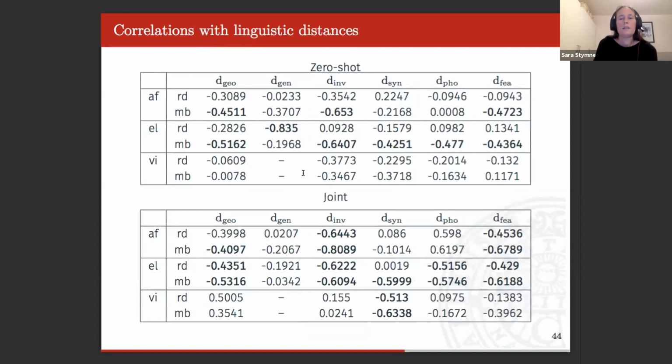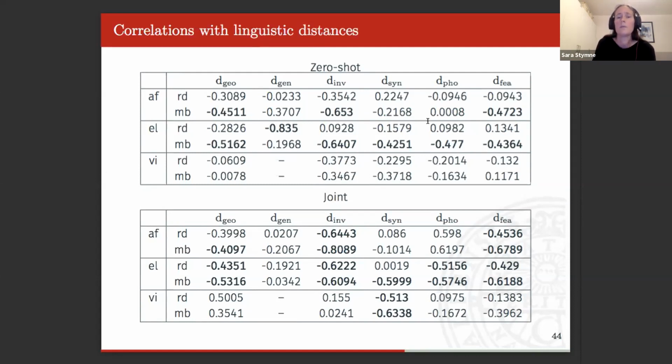So looking into the correlations, these are the correlations with the same features again in the zero-shot setting and in the joint setting. The zero-shot results were so poor though, so they should really be taken with a pinch of salt, because it's comparing super bad parsers. But still, there are some correlations here. I should also say that the bold numbers are correlations that are stronger than 0.4. So those are the ones that are more or less relevant. For mBERT, for Greek, most of these features actually have strong correlations, but otherwise there isn't so much.